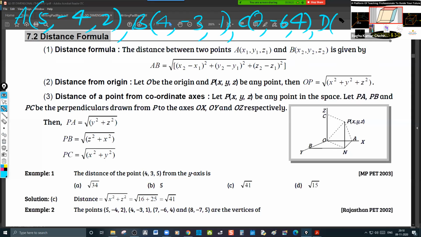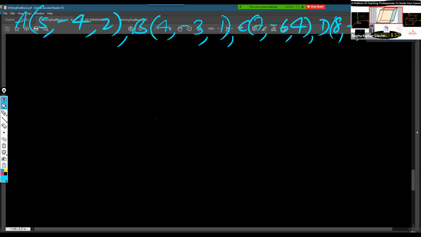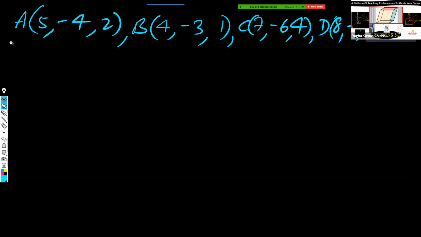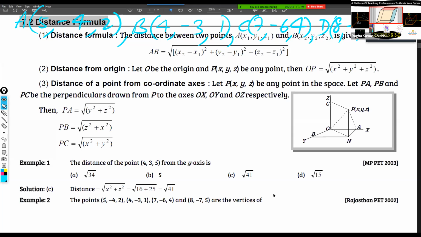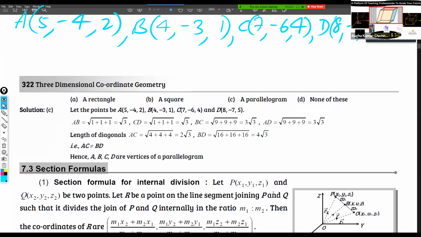Now, the vertices are given, he's saying. I'll tell you how to solve this within no time. I have not seen the options. Let me check the options. The options are rectangle, square, parallelogram, and none of these is given.